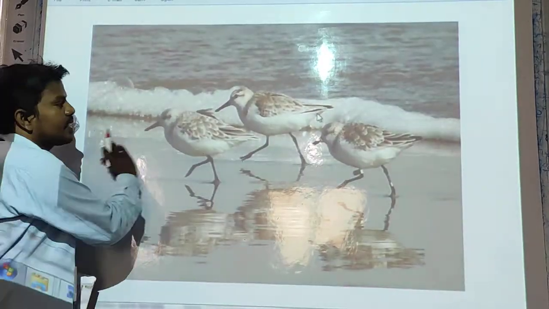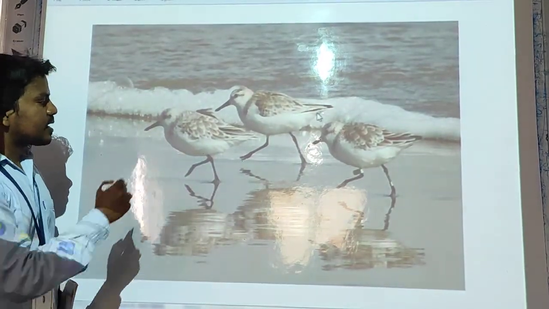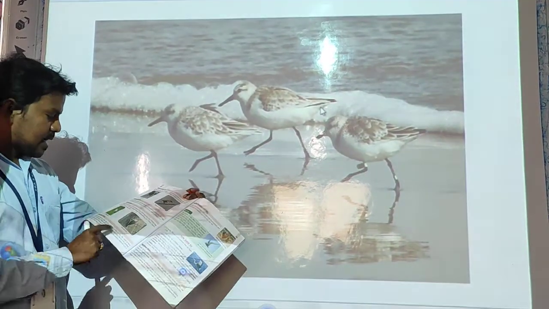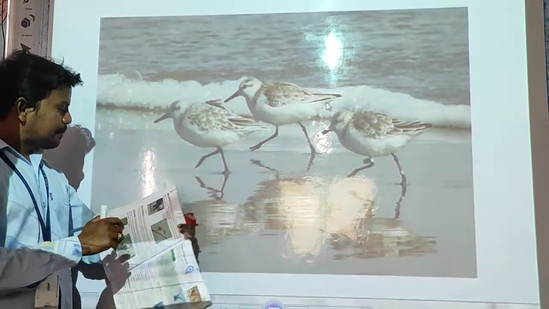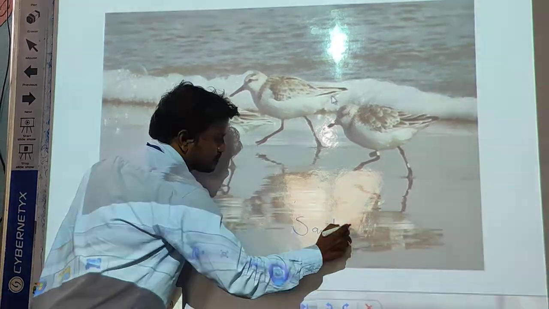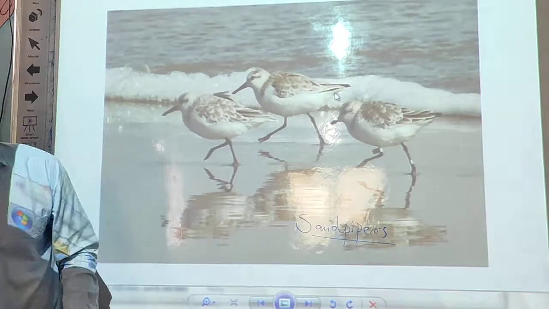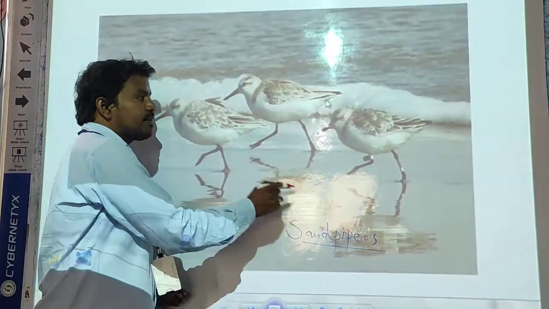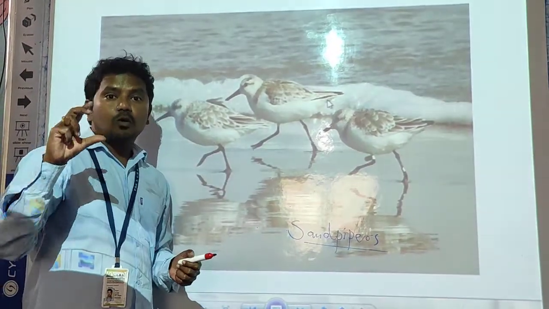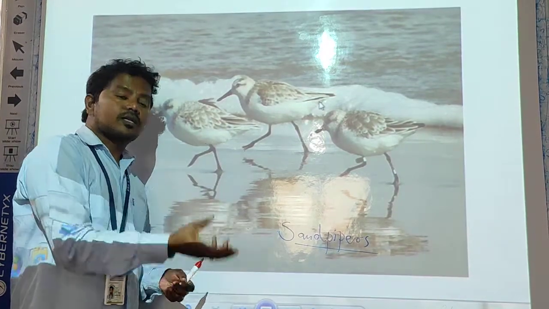And see here are some birds you are seeing. These are looking like sparrows, but these are not sparrows. These are examples of sandpipers. These birds are sandpipers. Sandpipers are also examples of wading birds. See, these small birds like a sparrow, they can also walk on the water. They cannot sink or drown in the water.